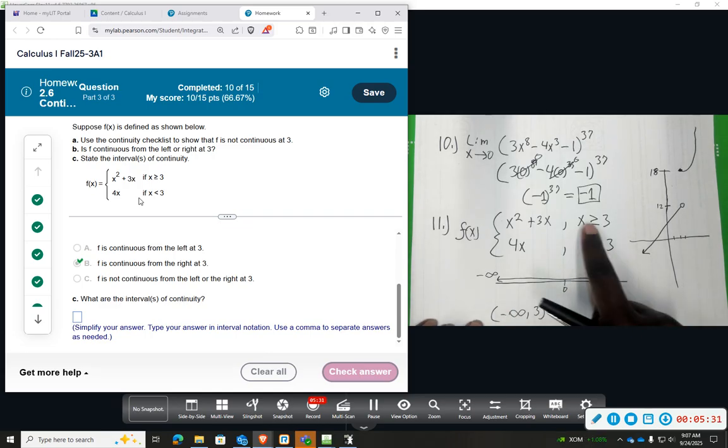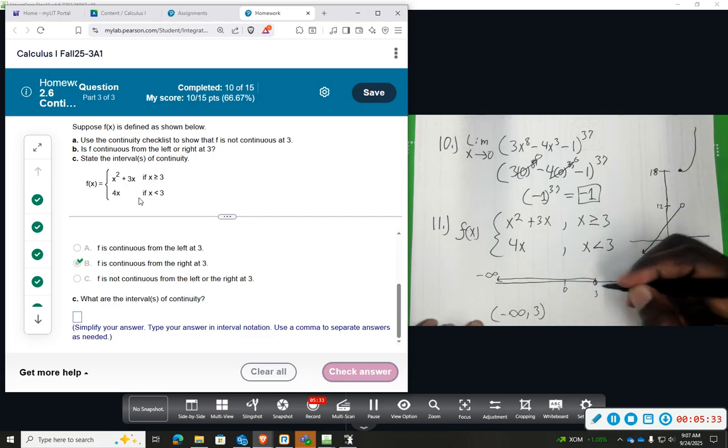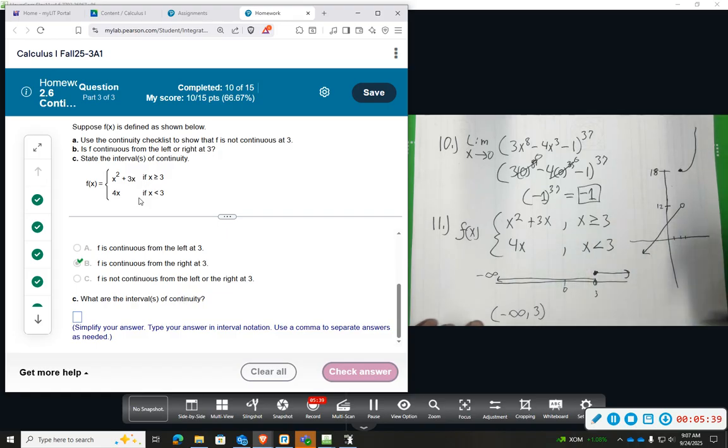And then when this other function is used, we would include 3, and then we would go everywhere this direction all the way to positive infinity. So the next interval would be a bracket, because of equal to 3, all the way up to positive infinity.